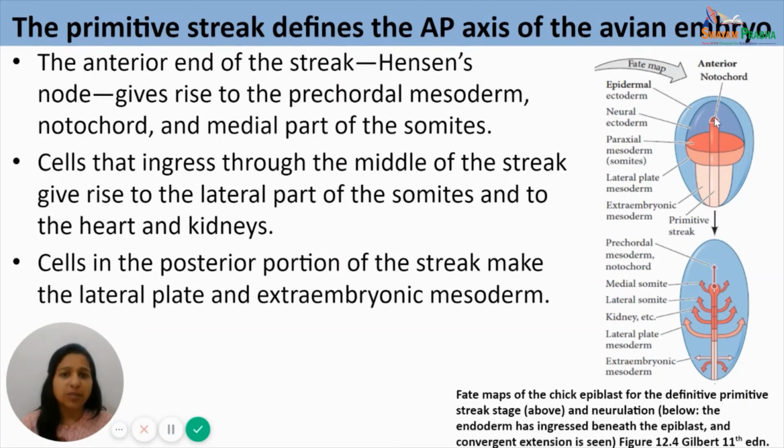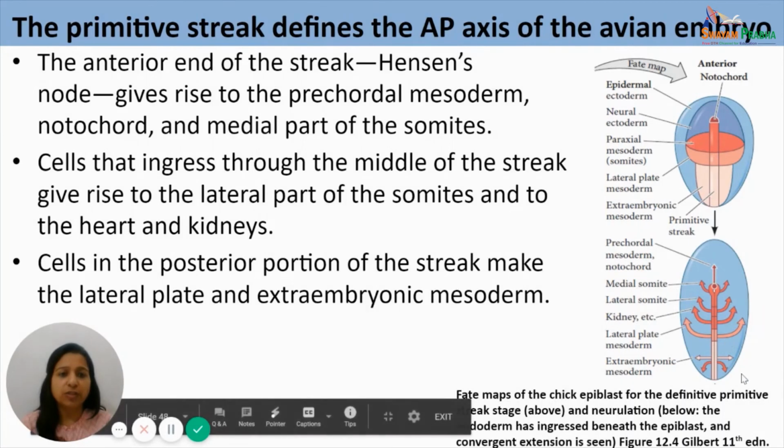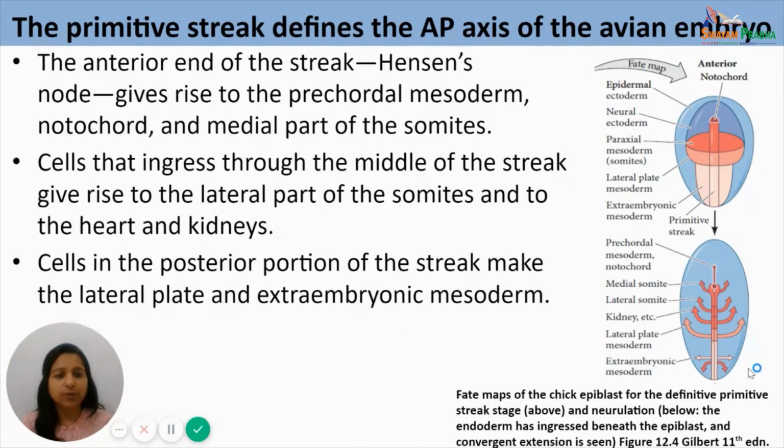Here, as we see, the anterior end of the primitive streak, called the Hensen's node, gave rise to the precaudal mesoderm, notochord, and medial part of the somites, while the cells which ingress through the middle of the streak gave rise to the lateral part of the somites and also to the heart and kidneys, while the cells which are migrating through the posterior region of the streak make the lateral plate and the extraembryonic mesoderm.